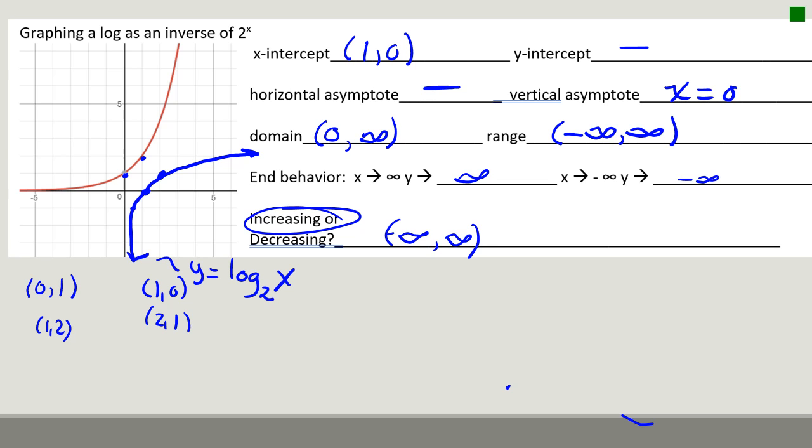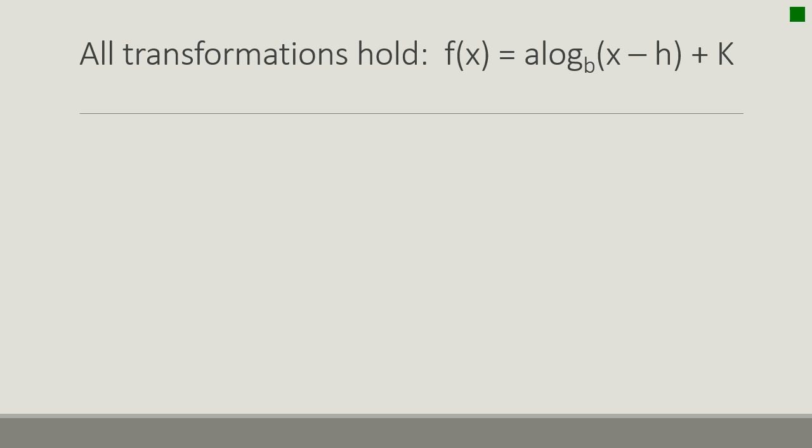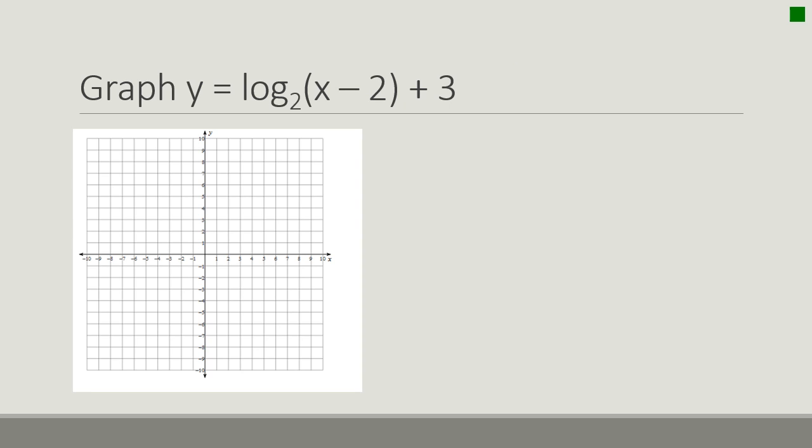Okay, so my key points in here are going to be 1, 0 and 2, 1. And again, I'm going to graph using my parent. Everything holds again. This moves right or left. This moves up or down. This is your scale factor. Okay, so if I'm going to graph this, this makes my axes move right 2. So my vertical asymptote is going to be x equals 2. And then we're going to move up 3.